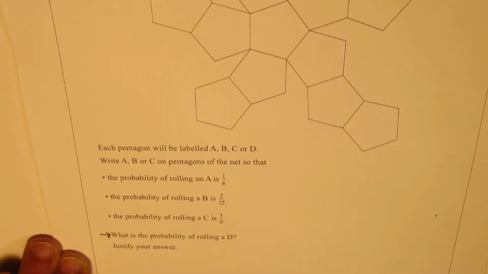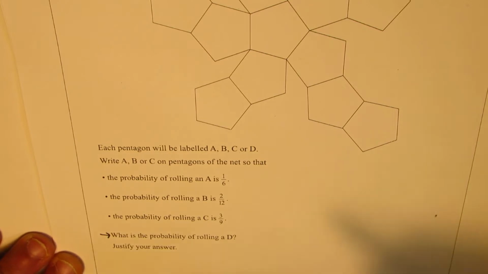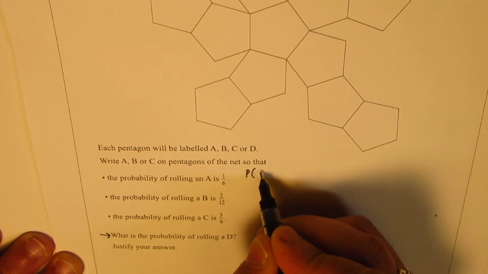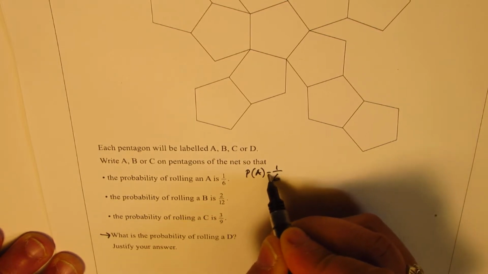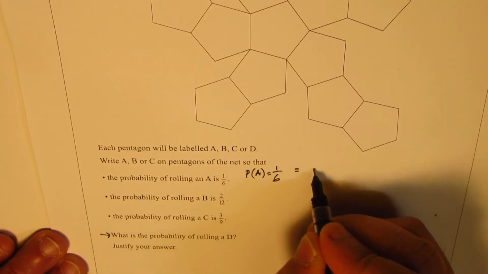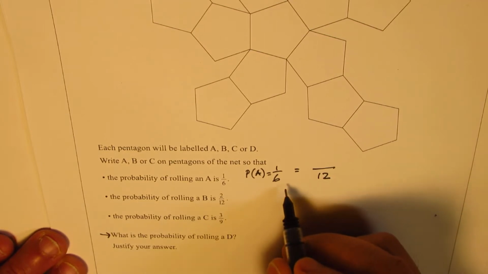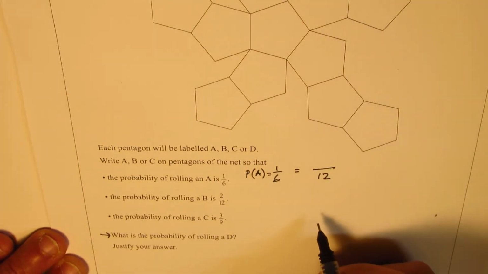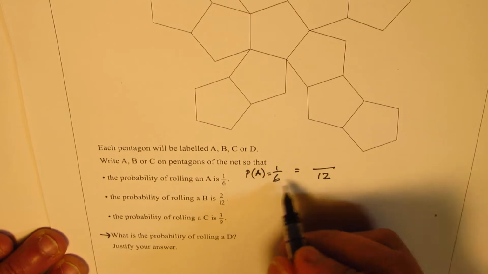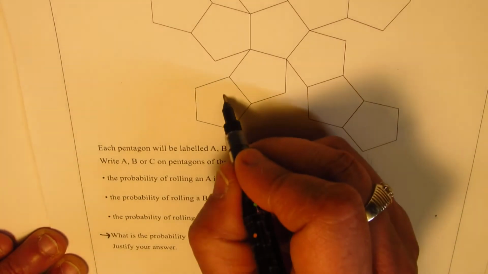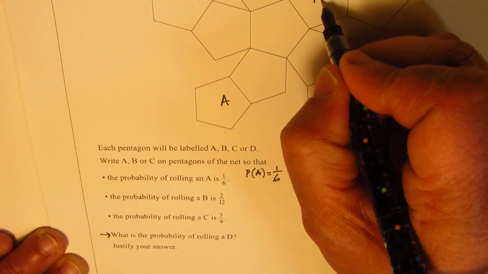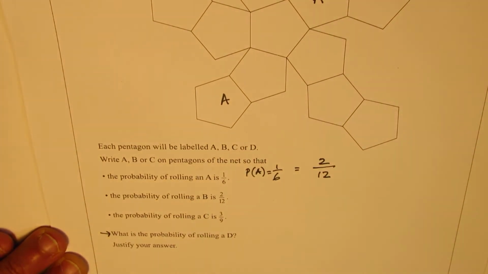So let's figure out how many A's should be there so that the probability is 1 out of 6. Now, when we say that the probability of A is equal to 1 out of 6, we have to figure out how much it is out of 12, right? Because there are 12 pentagons. So 1 out of 6 multiplying by 2 gives you 2 out of 12. So that means I should mark A on any 2 of these. Does it make sense to you, right?